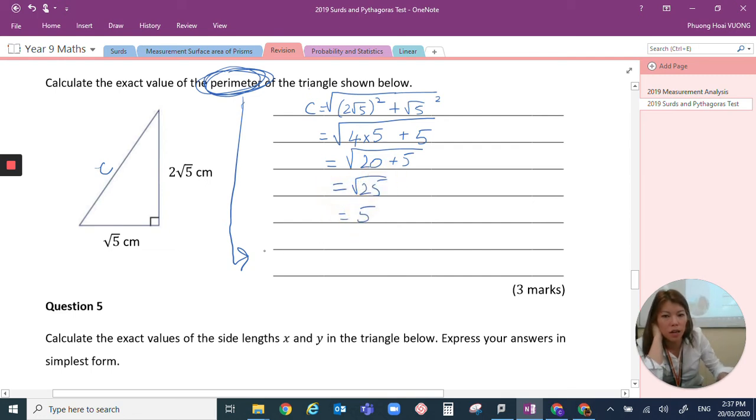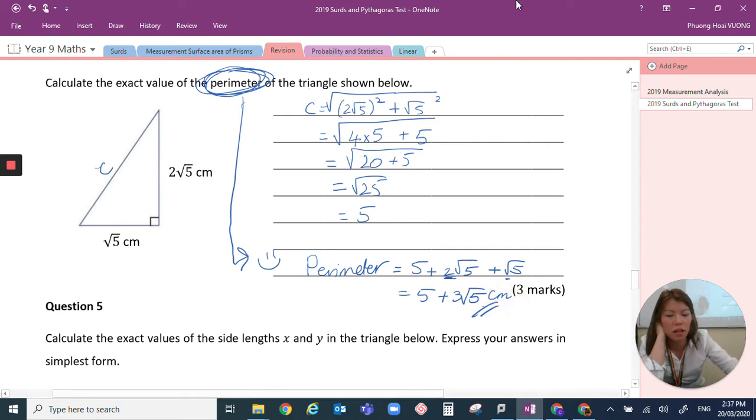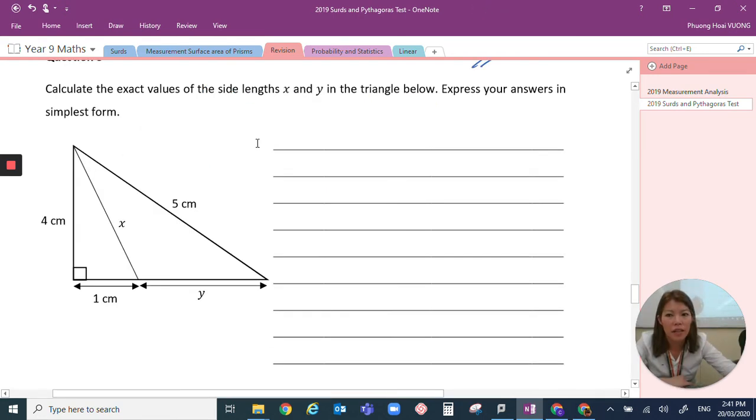Now the perimeter, see, I have this little arrow to remind me not to stop there. So the perimeter is equal to 5 plus 2 root 5 plus root 5. If you leave it there, you lose half a mark. Don't forget to simplify. So 2 plus 1 root 5 is equal to 3 root 5. And that is our answer. And don't forget the units, otherwise Hi will nag you. There you go, centimeters.